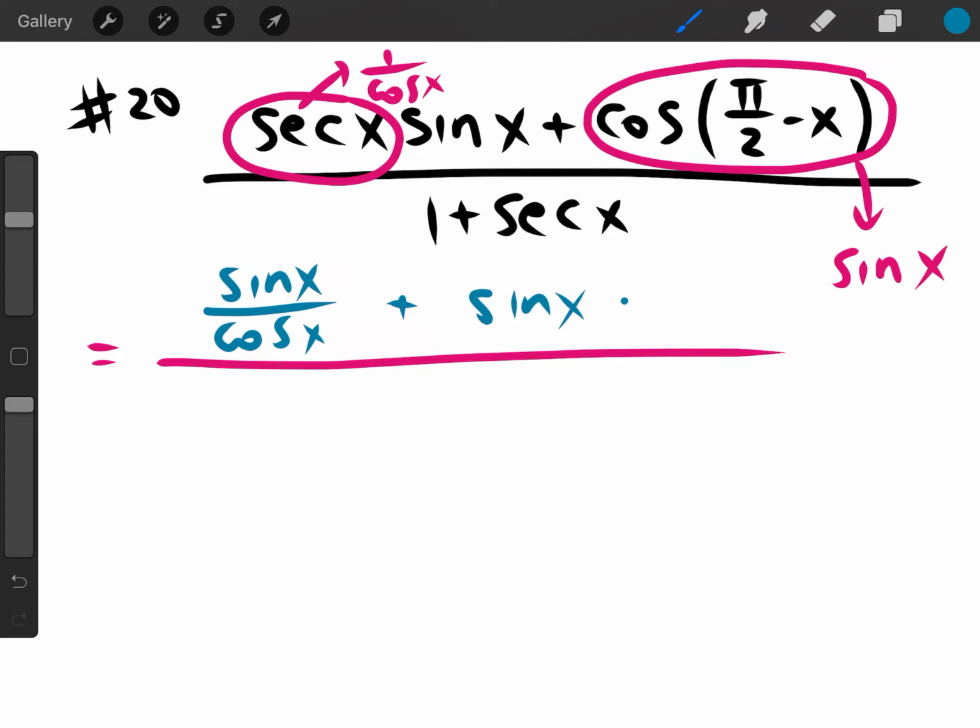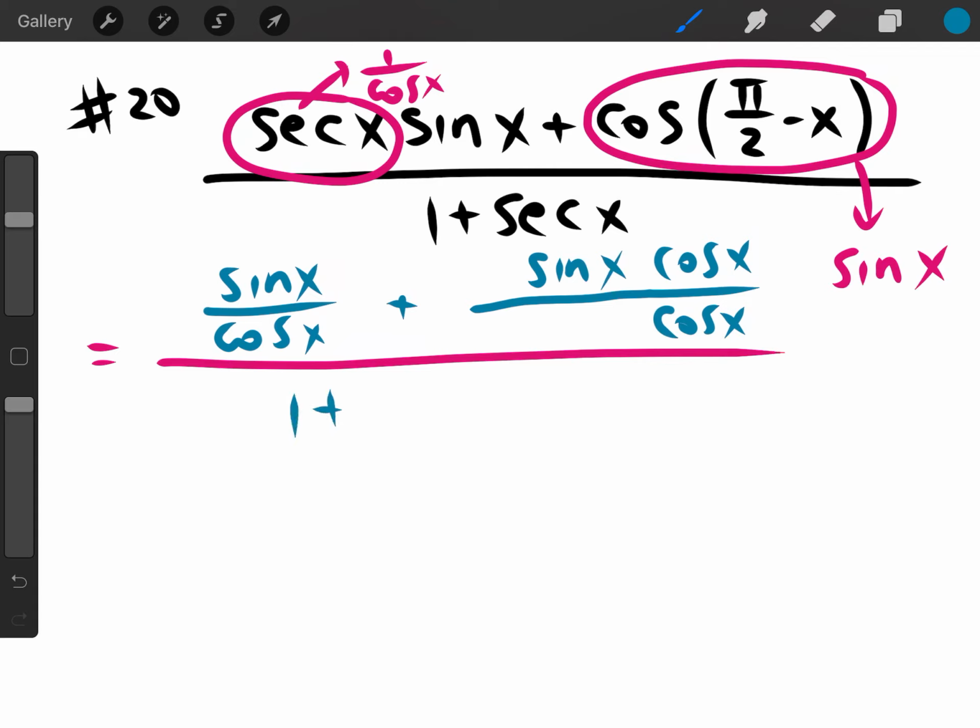Since I don't have enough space, I'm going to try to change this sine x to the same denominator as cosine x. So the way I do it is I multiply by cosine x over cosine x. That is going to give me sine x cosine x over cosine x here.